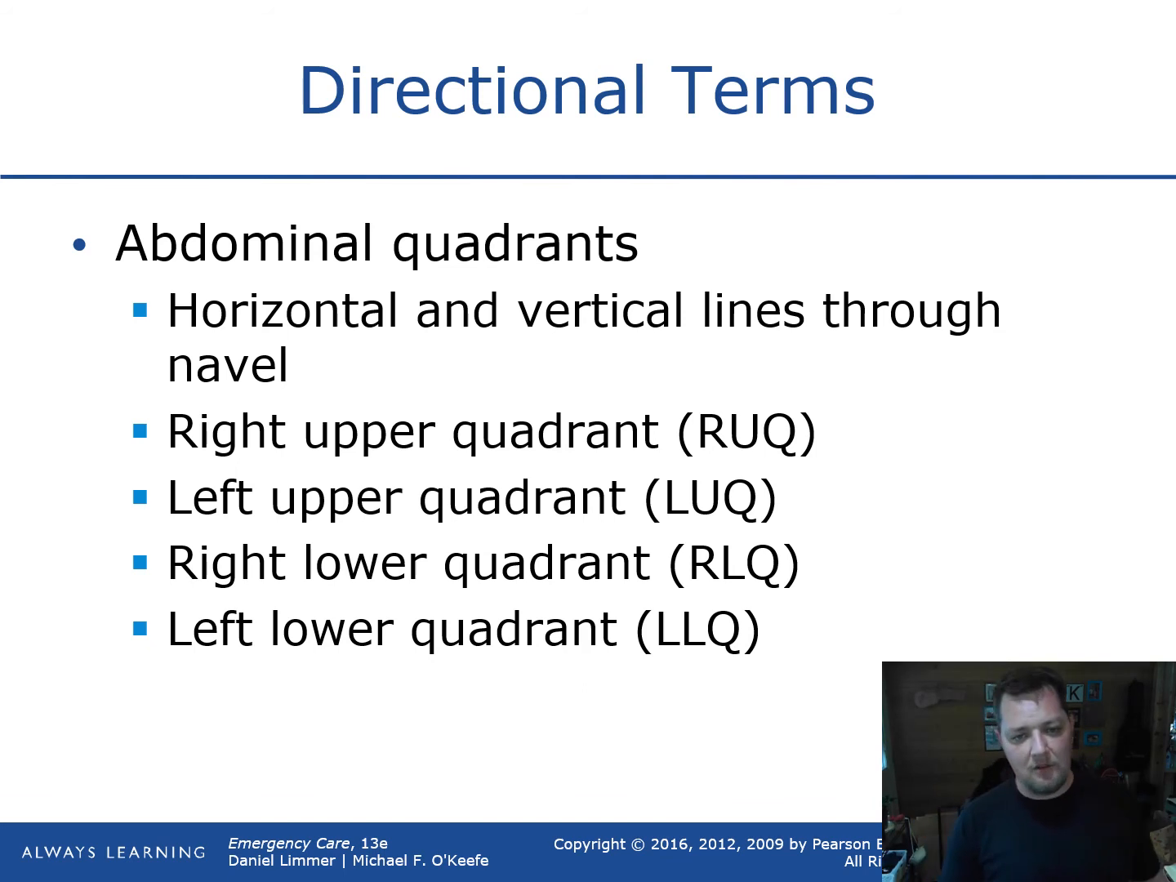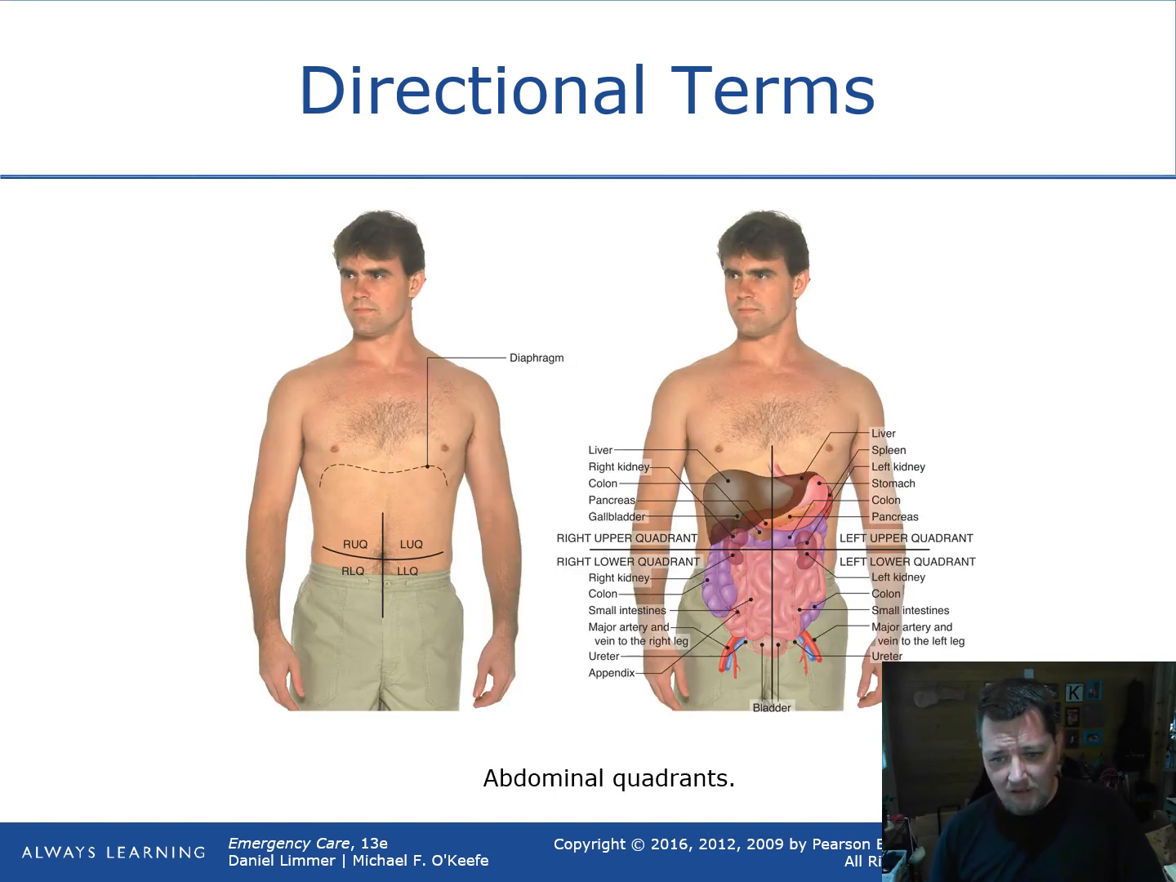So in our abdominal quadrants, we have horizontal and vertical lines through the navel. So you've got your right upper quadrant, your left upper quadrant, your right lower quadrant, and your left lower quadrant. And then you can see, here are our lines right here. That was bad. So you've got your lines right here.